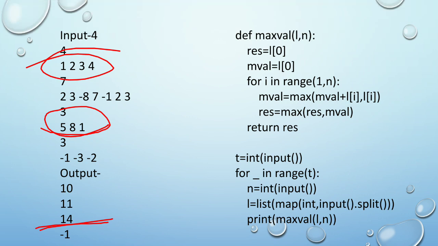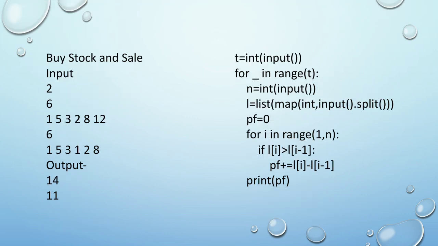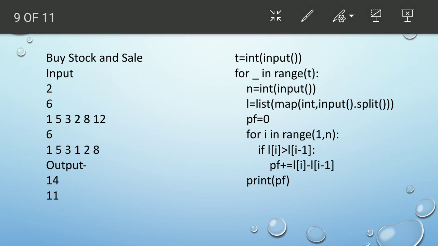The next question and the last question for today's session is buy stock and sell. So buy stock and sell, what we need to find here is the maximum profit. Okay, I will explain the question first. See, this is the size of the element, that is 6. Now this is the L, that is the list of element.